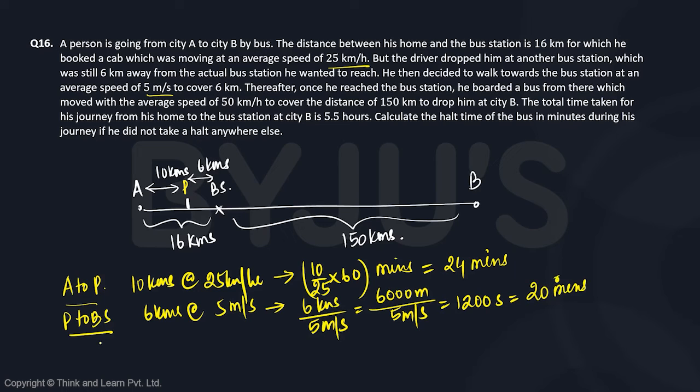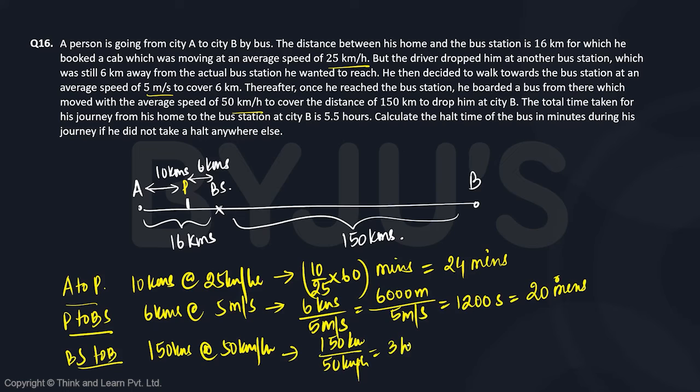Now from the bus station to city B, this is 150 kilometers he has traveled, and the speed is 50 kilometers per hour at which the bus moved. So the time he is going to take is 150 kilometers divided by 50 kilometers per hour. So this is going to be 3 hours.